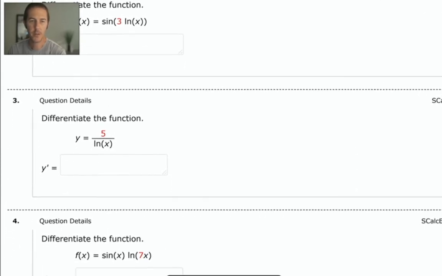Problem number 3 is... you could go ahead and do this as a quotient rule problem. It should be pretty easy. It's just the natural log of x.